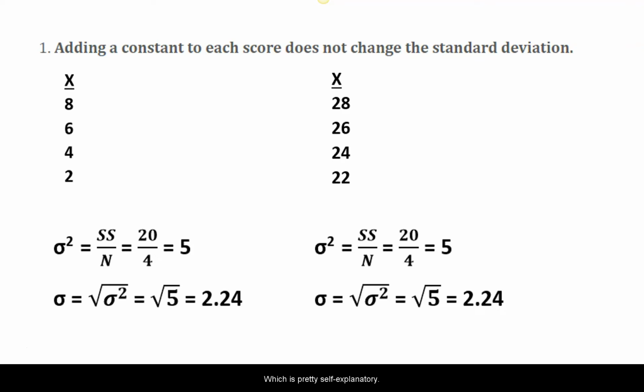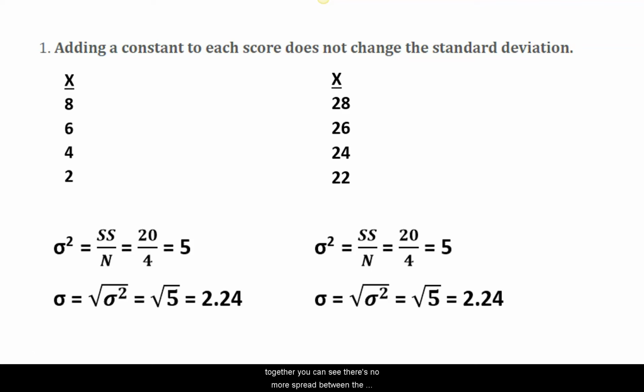In the right-hand example, you'll see that a constant of 20 is added to each number, which is pretty self-explanatory. But then you have to ask yourself, well, wait a second now. Is it the case that the numbers are more spread out, or did they all move down the number line together? And the short answer is they all move down the number line together.